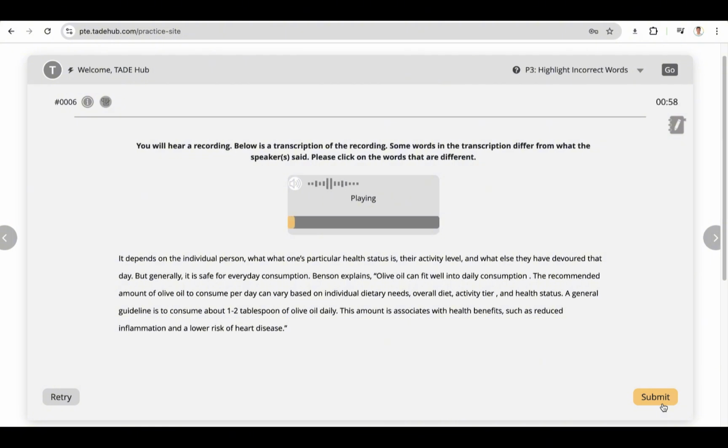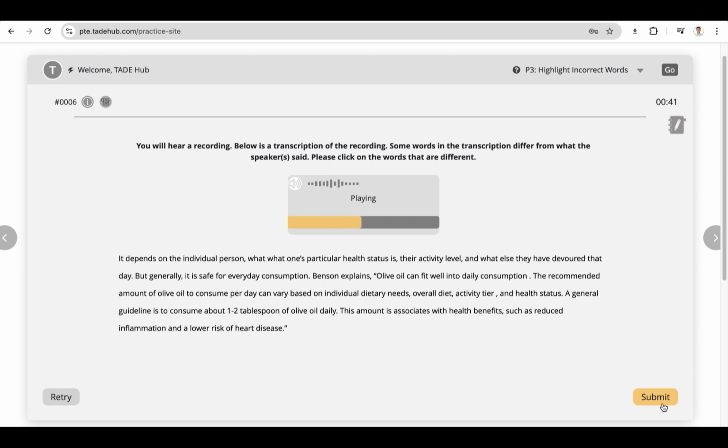It depends on the individual person. What one's particular health status is, their activity level, and what else they have consumed that day. But generally, it is safe for everyday consumption. Benson explains, olive oil can fit well into daily intake.